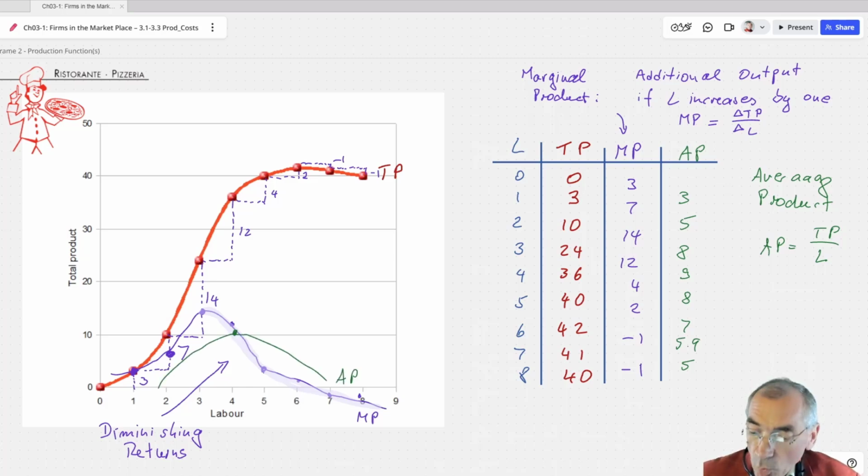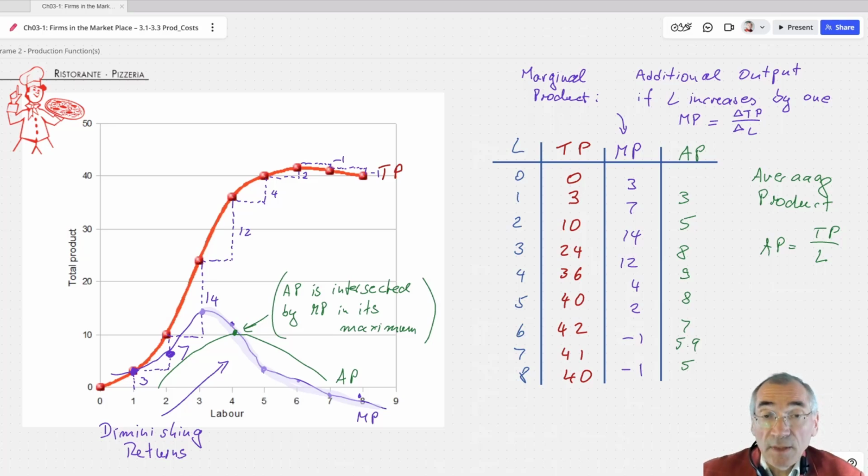One thing we might note here, and we are going to see this later on, it's just a hint, that the AP is intersected by MP in its maximum. We can put this in brackets at the moment, where we do not directly refer to this, but later on when we talk about the different cost functions, we will see that this is quite relevant, and it helps us understand costs and the decisions of firms whether to produce and how much to produce.